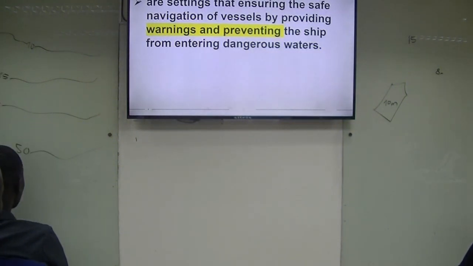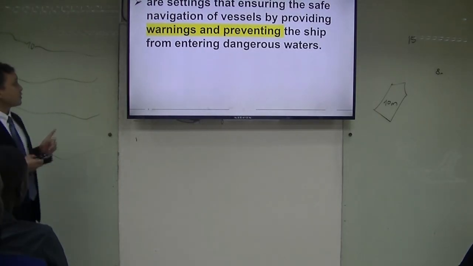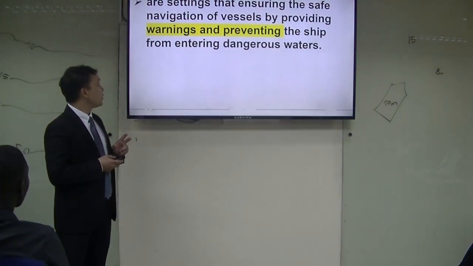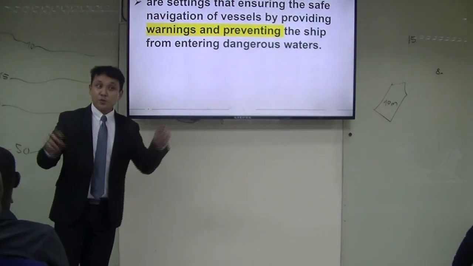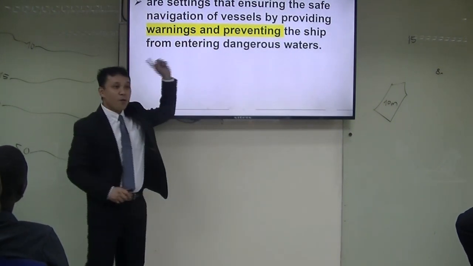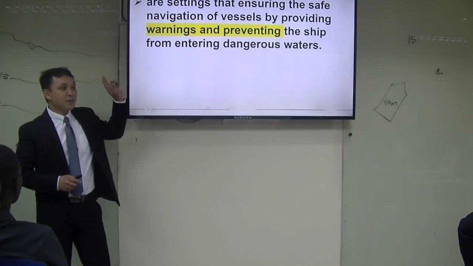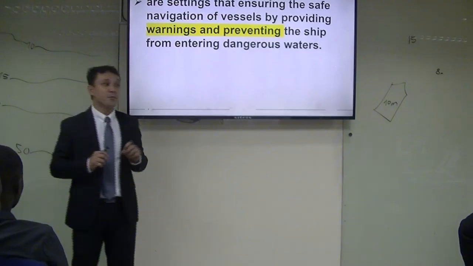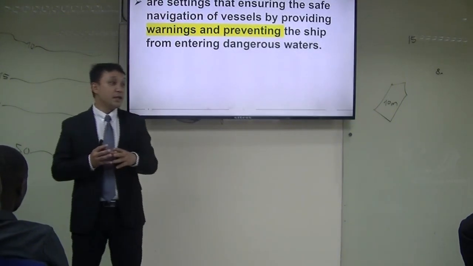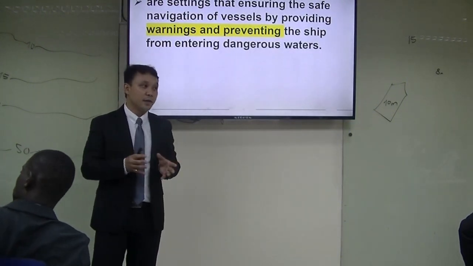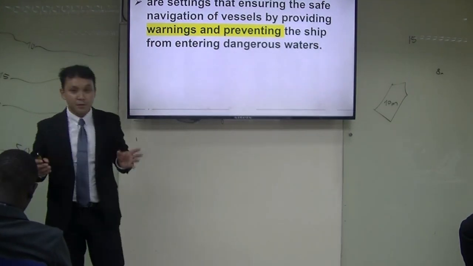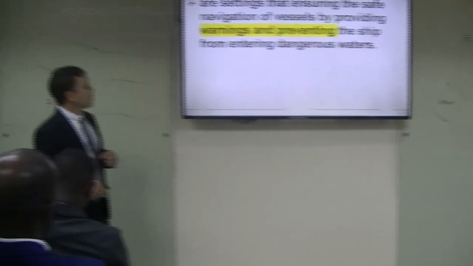So, the use of safety parameters on board is the settings that ensure the safe navigation of the vessel by providing warnings and preventing the ship from entering dangerous areas. So take note of this, guys. I highlighted warnings and preventing. This is the alarm setting parameters. Only two words, warnings and preventing, not to enter into any dangerous or hazardous area, or in maritime terms, non-navigable waters.